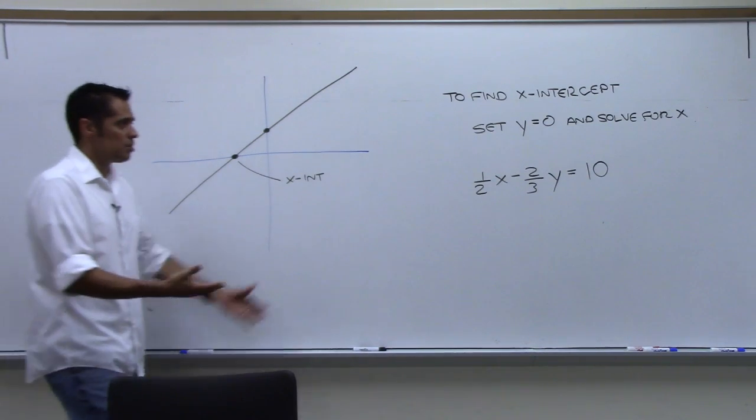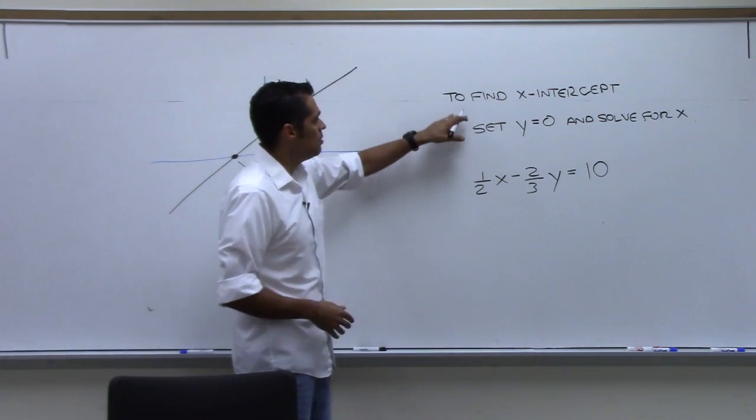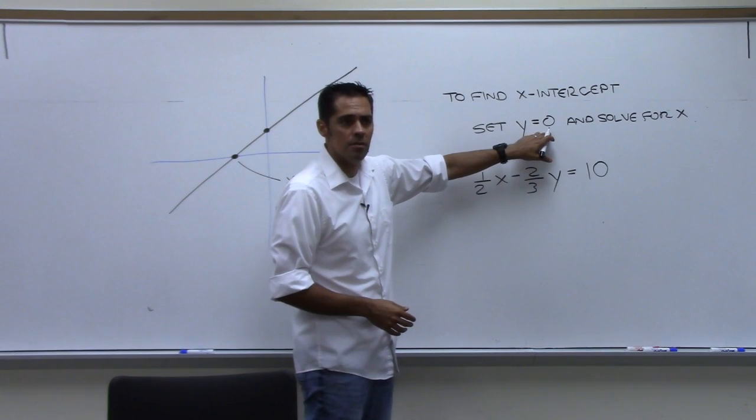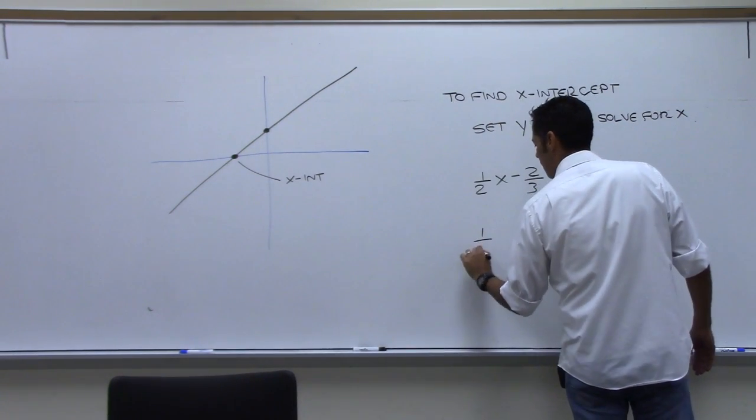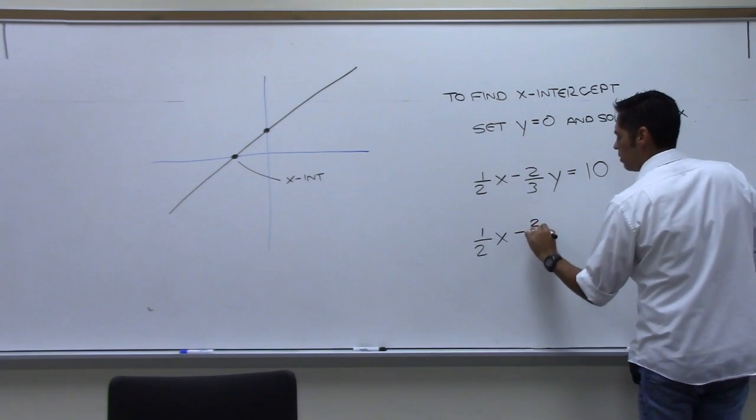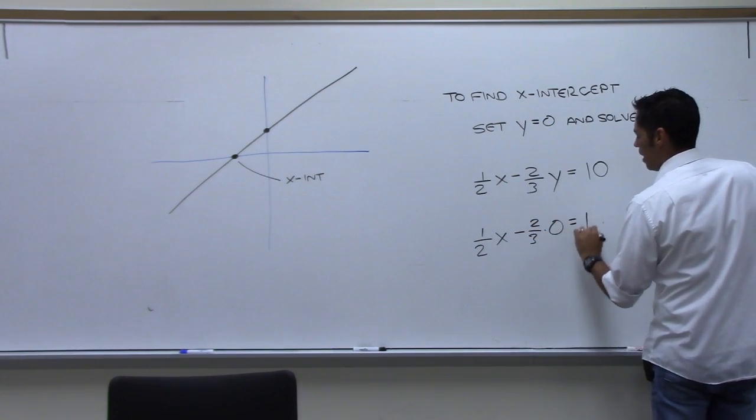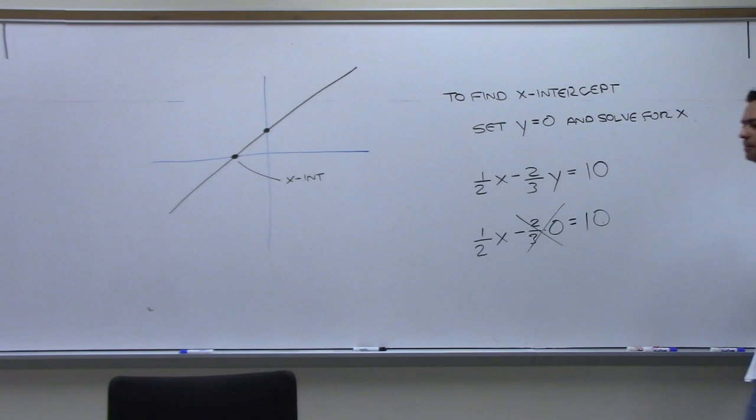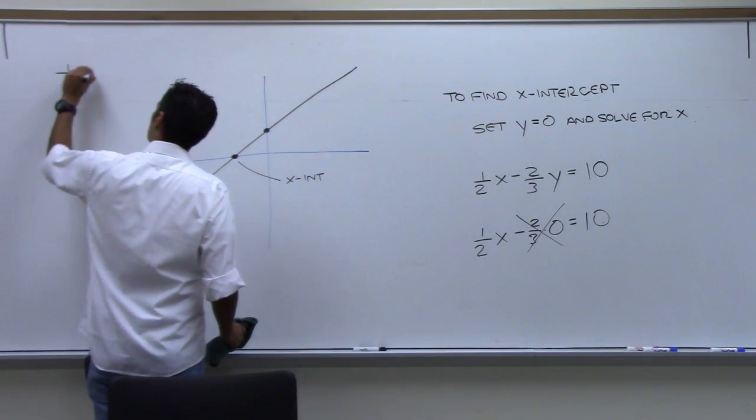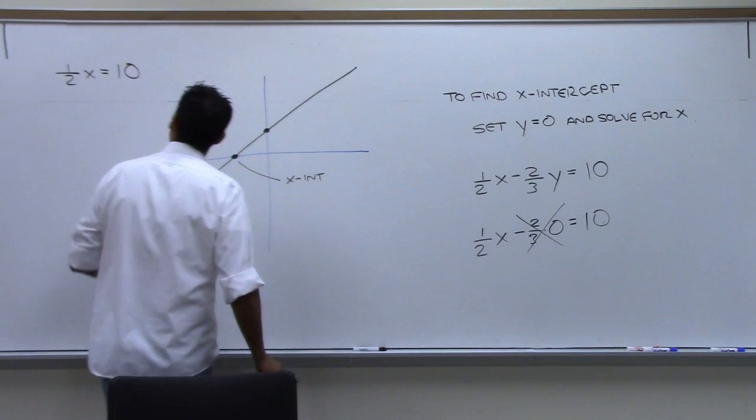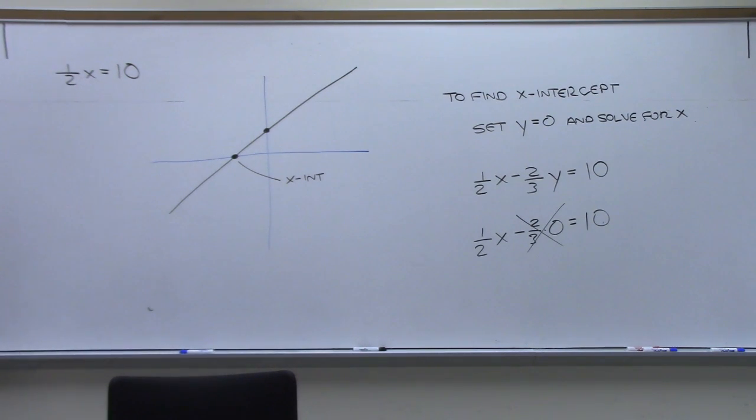And to do that, you start back at this. All you do is set y equal to 0. So replace that y with 0. What would happen if I replace that y with 0? 2/3 times 0 would kill all that off, wouldn't it? I'd be left with 1/2 x equals 10. And now you're solving for x.